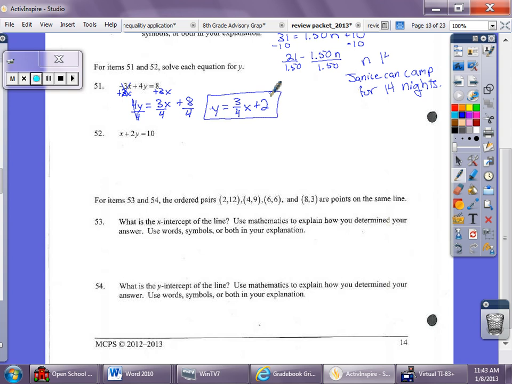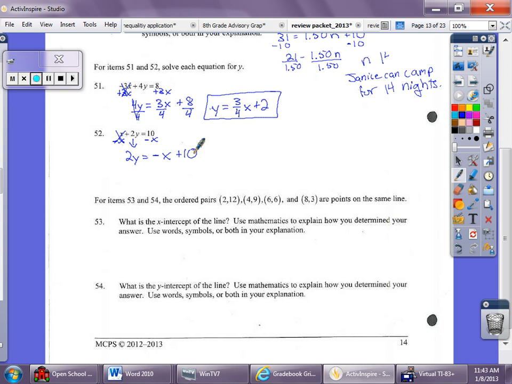x plus 2y equals 10. Once again, we want to solve this for y, so we have to get rid of that x. Subtract the x. Bring down the 2y. So 10 minus x, we can simply say that's negative x plus 10.